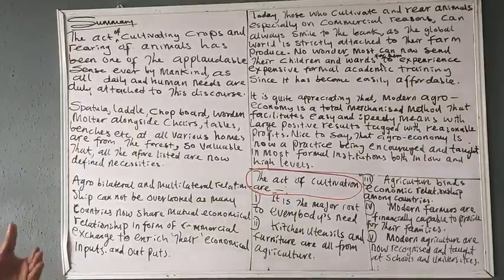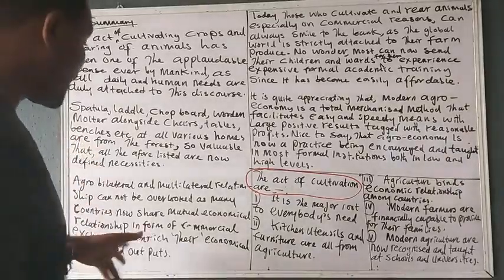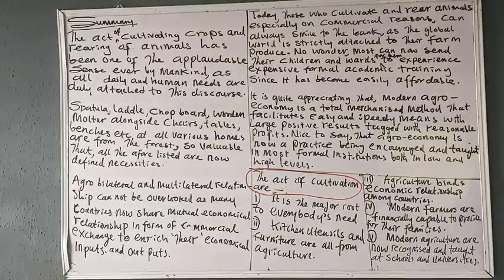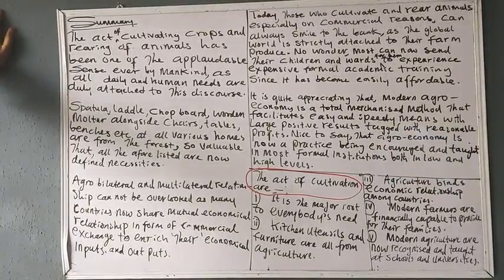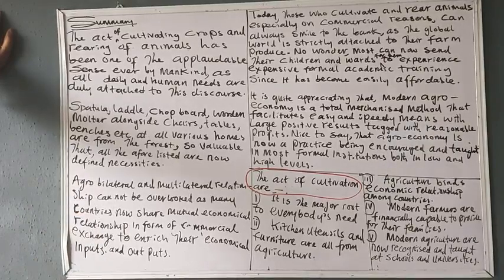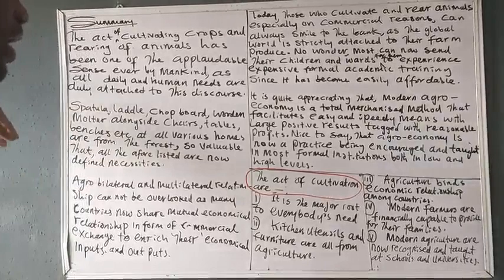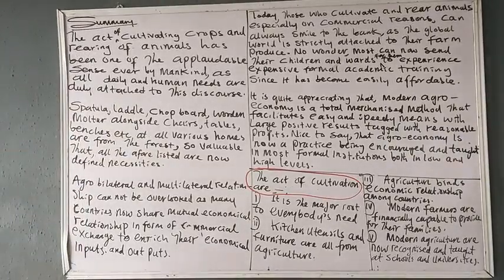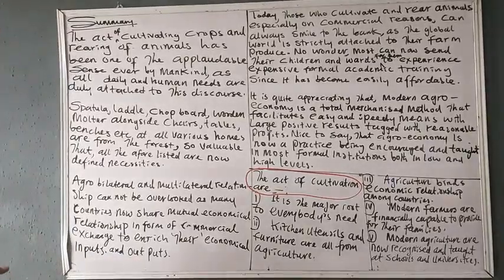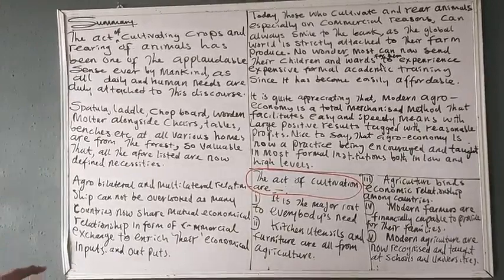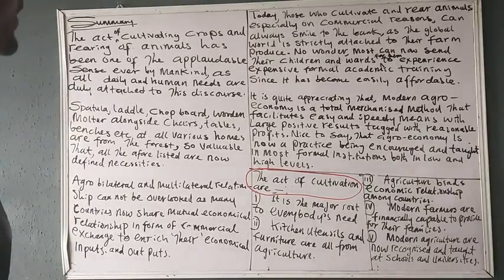So let's look at example 3, the paragraph first. Agro-bilateral and multilateral relationship cannot be overlooked, as many countries now share mutual economical relationship in form of commercial exchange to enrich their economical inputs and outputs. So this exam taker went ahead to say agriculture binds economic relationship among countries. Yes, we can give that particular reasoning with the paragraph. So let's see the fourth paragraph.